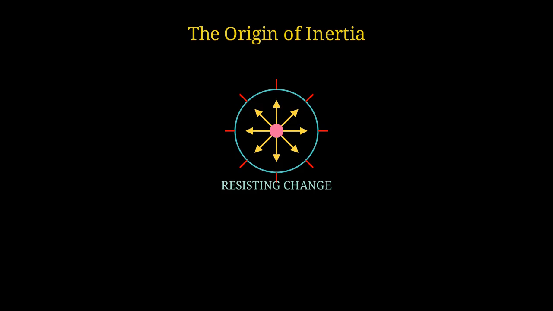The origin of inertia. Why do objects resist changes in motion? This is one of physics' deepest mysteries. When you push an object, it resists. This resistance to motion change is inertia, but where does it come from?